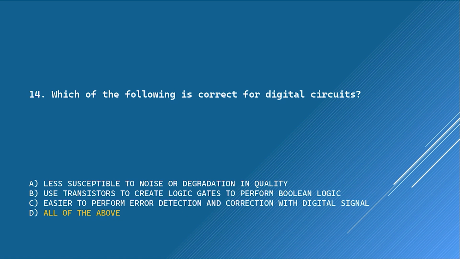14. Which of the following is correct for digital circuits? A. Less susceptible to noise or degradation in quality. B. Use transistors to create logic gates to perform Boolean logic. C. Easier to perform error detection and correction with digital signals. D. All of the above. Correct answer is all of the above.